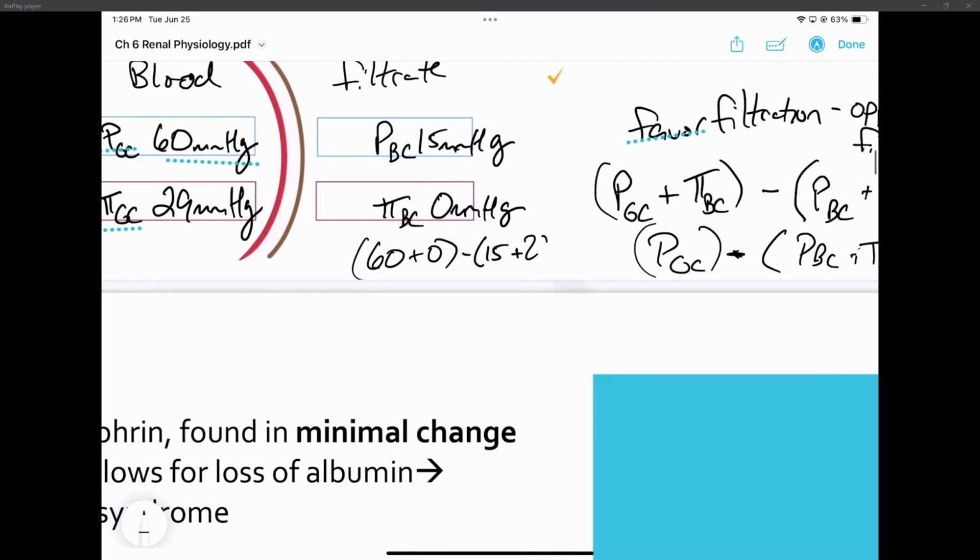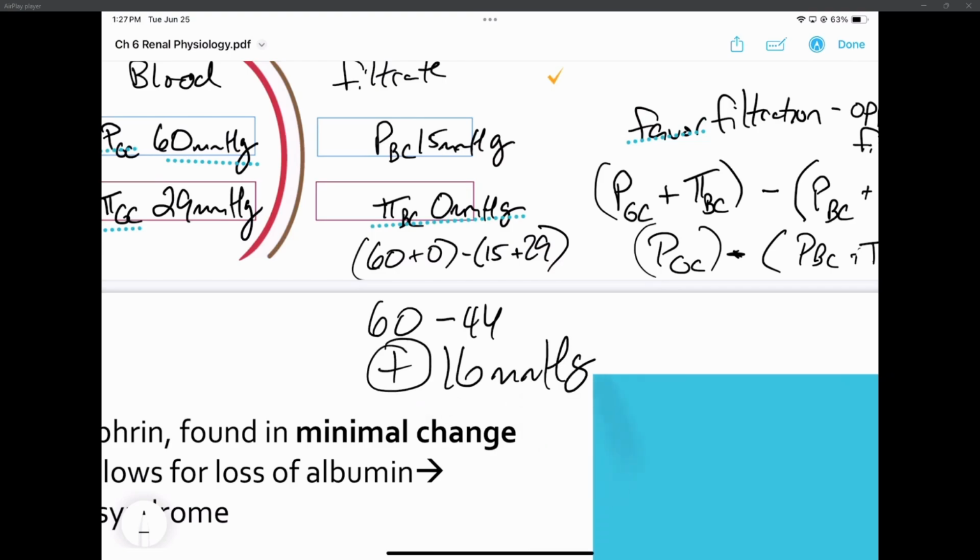29. So 60 minus, what's 15 plus 29? 44. And we have a positive 16 millimeters of mercury pressure. If it's a positive number, does that favor filtration or absorption? Filtration. So if that number is positive, it favors filtration.